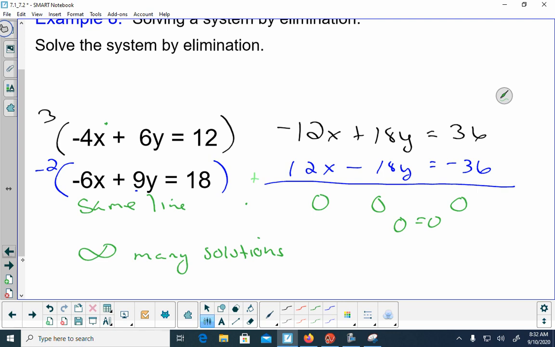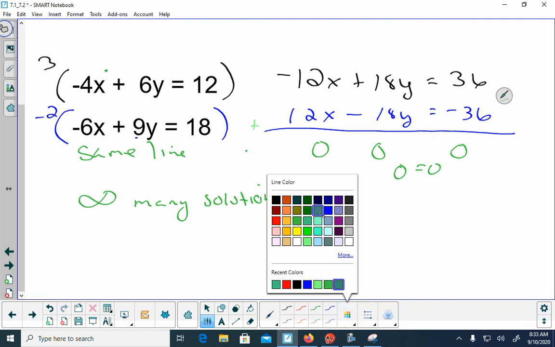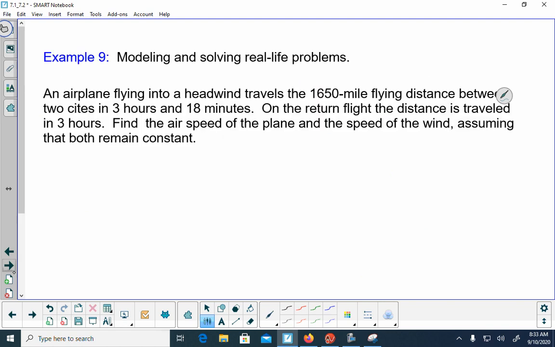That happens when you get 0 is equal to 0. If I would have done all this work and I would have gotten something like 16 is equal to 0, and that's not true, then there are no solutions. And that's how you tell the difference algebraically, whether you have infinitely many solutions or no solutions.